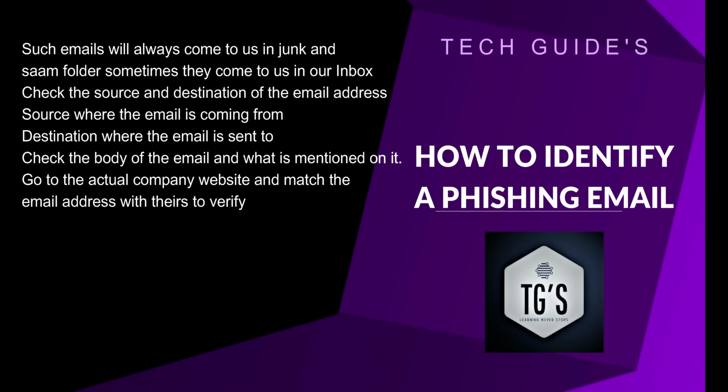Here are a few steps that you need to take note of in order to identify a phishing email. The first is that such emails will often come to us in the junk and spam folder. Sometimes they come to our inbox as well. Check the source and destination of each email address. Source is where the email is coming from. Destination is where the email is sent to. Check the body of the email and what is mentioned in it. Go to the actual company website and match the email address with theirs to verify. There you go, you have successfully identified a phishing scam email.